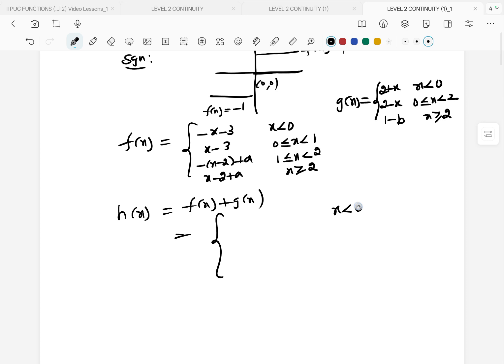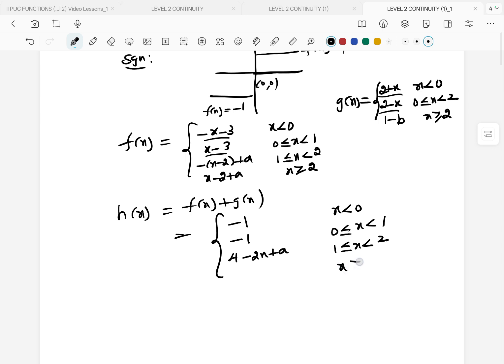First case, when x is less than 0. When you add this and this, you will get minus 1. Next interval, between 0 to 1, it is x minus 3 plus 2 minus x, which is also equal to minus 1. Next interval, between 1 to 2, it is minus of x minus 2 plus a, and here it is 2 minus x. So when you add, you get plus 2, 4, minus x minus x, minus 2x plus a. 4 minus 2x plus a.